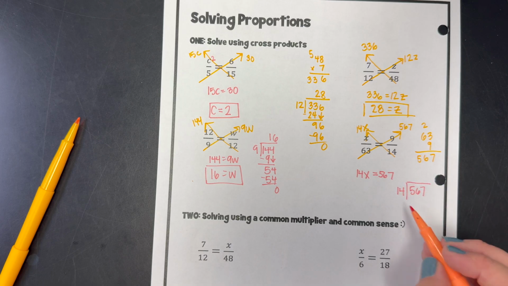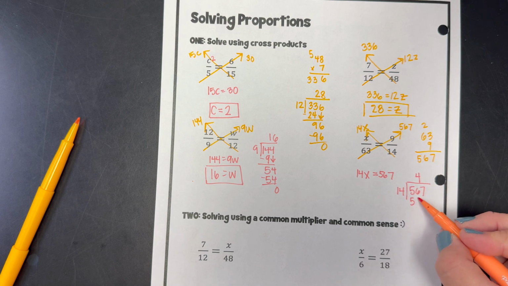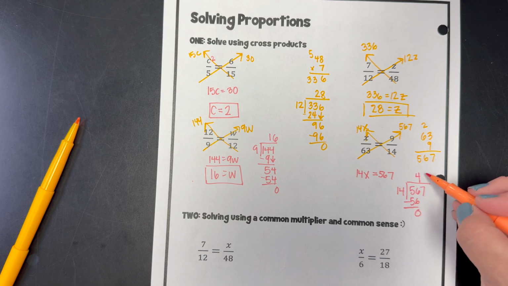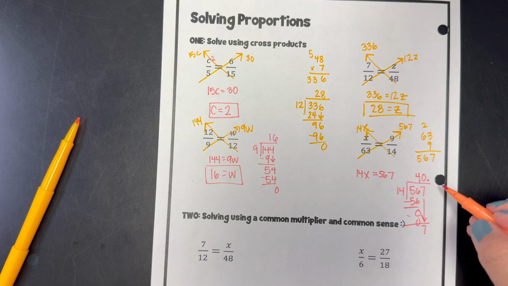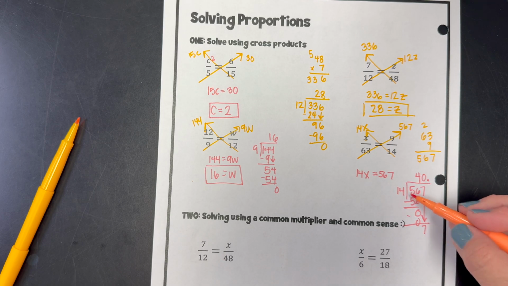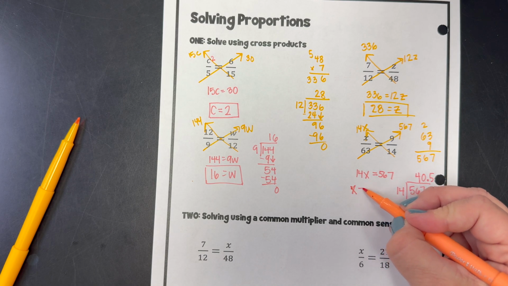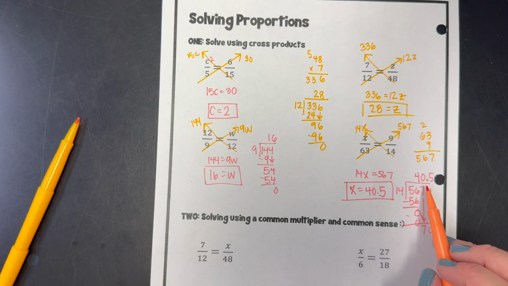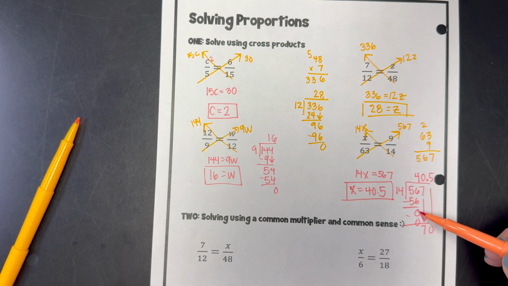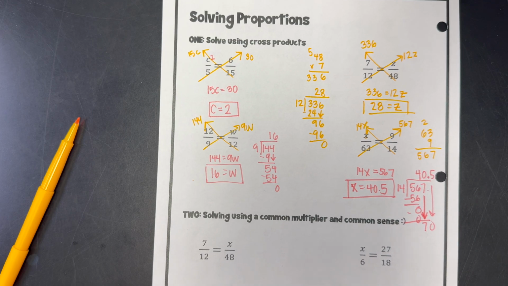567 divided by 14. 14 goes into 56 4 times. 4 times 14 is 56. 0. 14 goes into 0 0 times. So bring down the 7 and then bring down our 0. 14 goes into 70 5 times. So we get x equals 40.5 as my final answer. Okay, I feel like I didn't explain that super well. So 0 times 14 was 0. Then bring down the 7, and then we have to bring down our 0. So 14 goes in there 5 times. Did that make more sense?